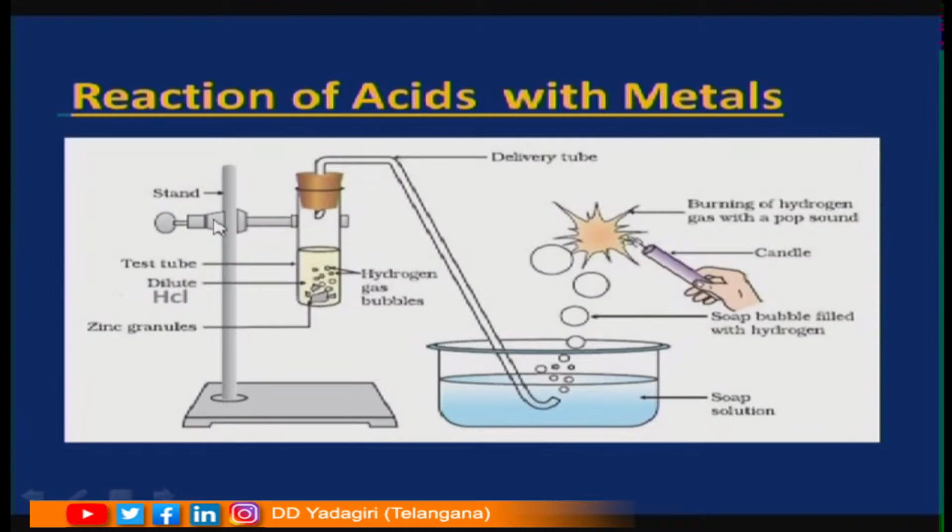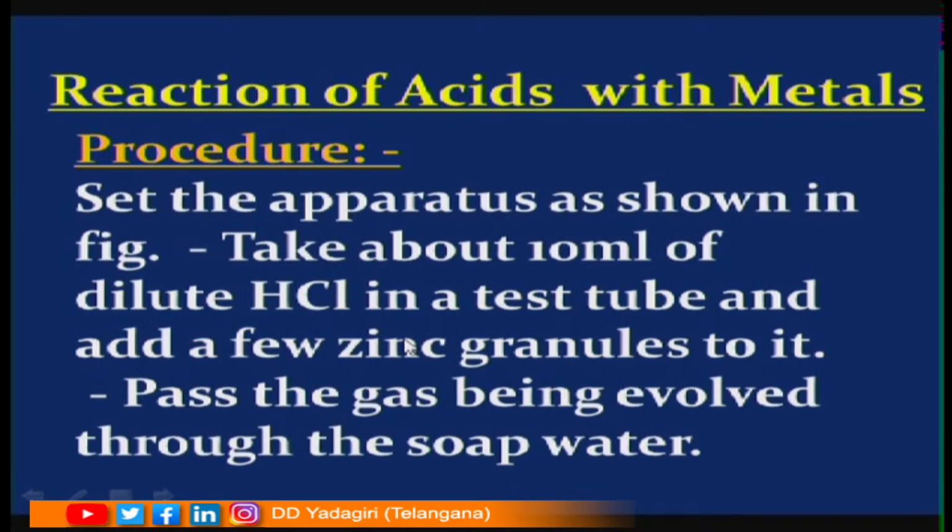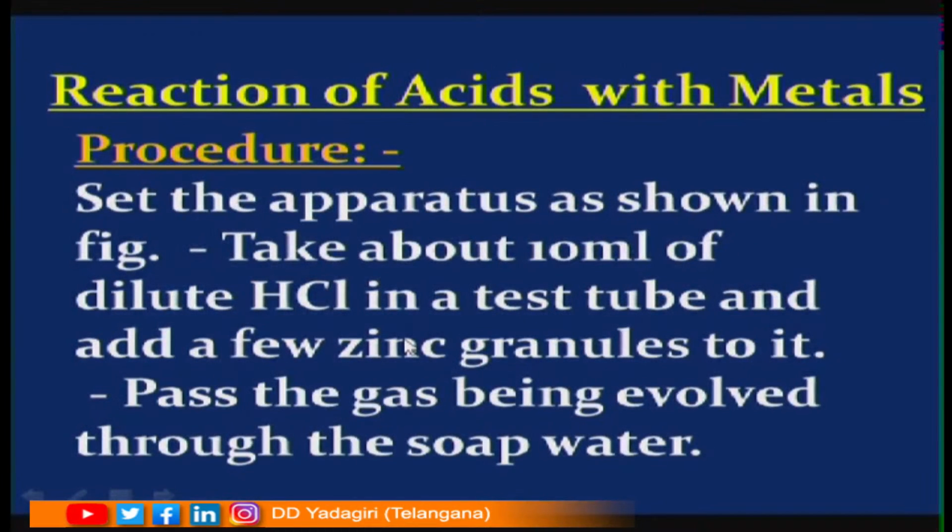Now, after the small simulation, you can see in your textbook a diagram like this, the experimental arrangement for your setup. Here there is a stand and boiling tube, rubber cork, delivery tube and candle, and this is how you get the pop sound with hydrogen. Now, what is the experimental procedure we adopted here? Take 10 ml of dilute HCl and add it into the boiling tube which is containing zinc granules in it.